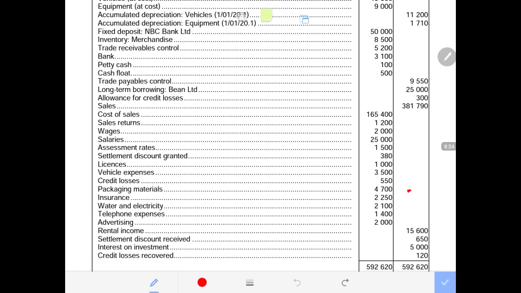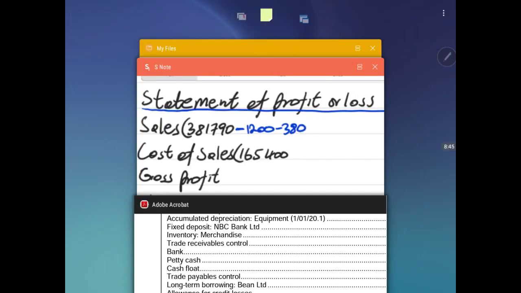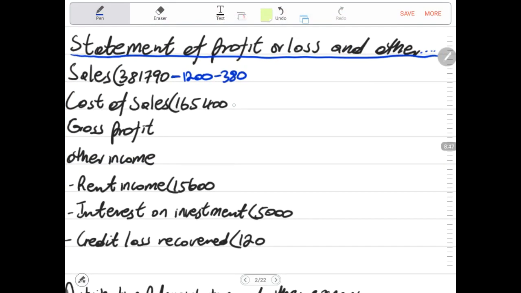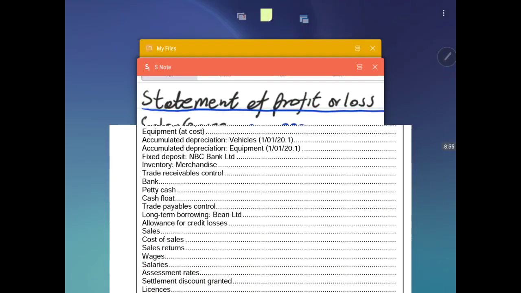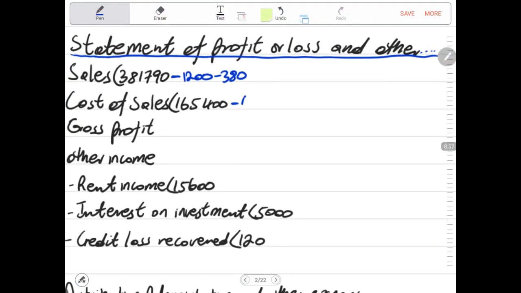I just want to look for another item of cost of sales. There we have settlement discount received. Now in this case we have received a discount. Therefore this will be decreasing the cost of the inventory that we bought, cost of sales, and the amount of the settlement discount that was received by us is 650. So this will be decreasing our cost of sales.